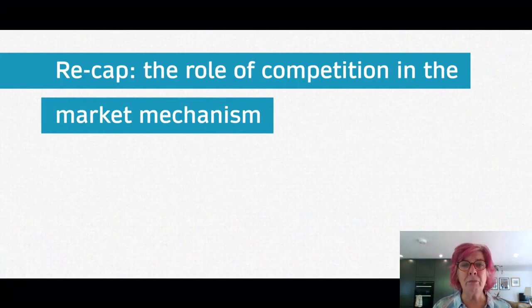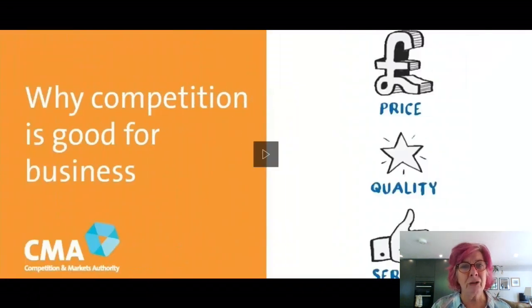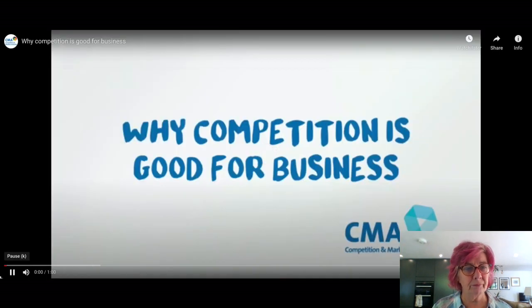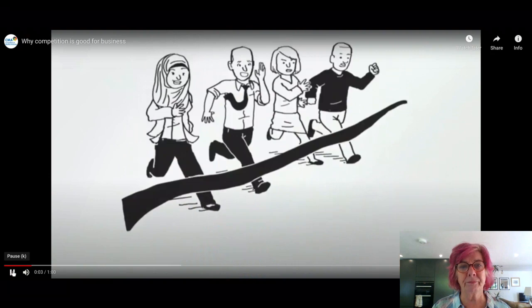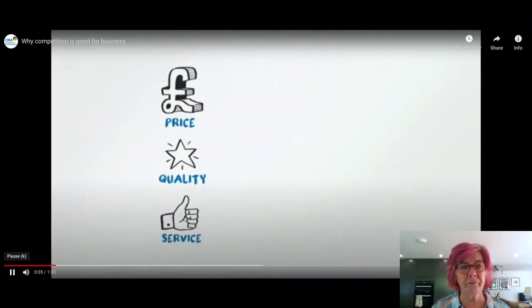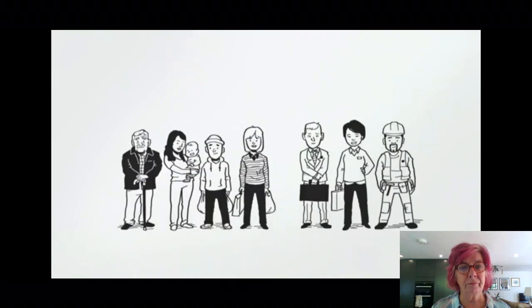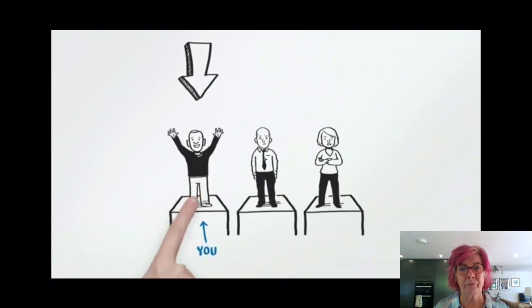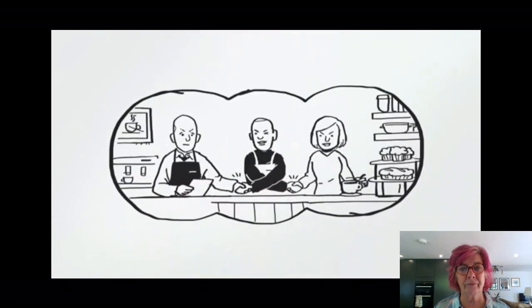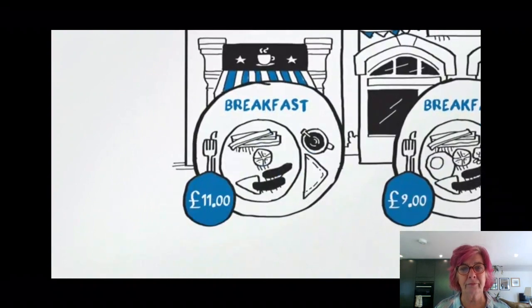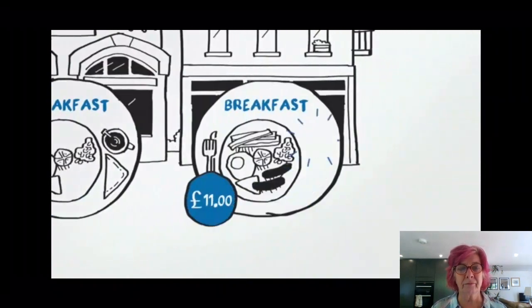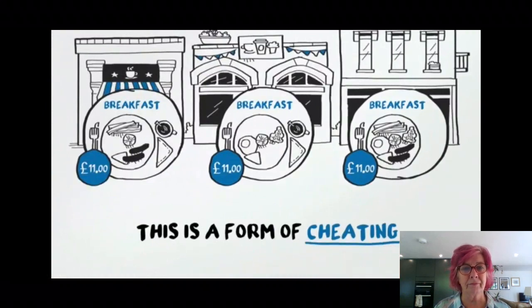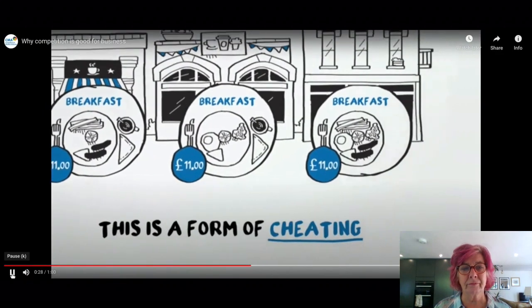So we're going to start by just remembering the importance of competition in the market mechanism and why it's important to have competitive markets. Why competition is good for business. Businesses compete on things like price, quality and service to win new customers, who could be other businesses as well as consumers. Being competitive can mean more customers choose you rather than your rivals. Where businesses collude and don't compete, this can lower standards of quality and service and mean customers end up paying more than they should. This is a form of cheating and can stop customers from getting a good deal.